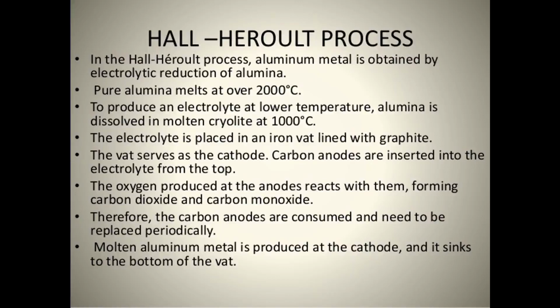The oxygen produced at the anode reacts with the carbon, which forms carbon dioxide and carbon monoxide. Therefore, the carbon anodes are consumed and need to be replaced. Finally, what happens? Molten aluminium metal is produced at the cathode and it sinks to the bottom of the vat. This is the Hall-Héroult process.